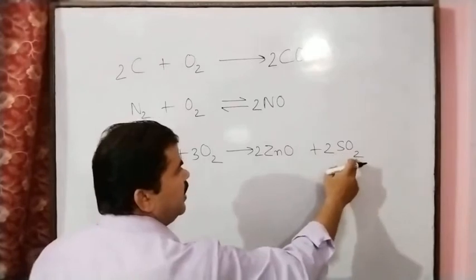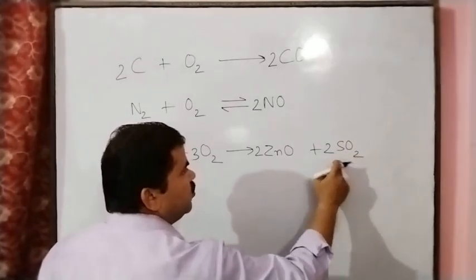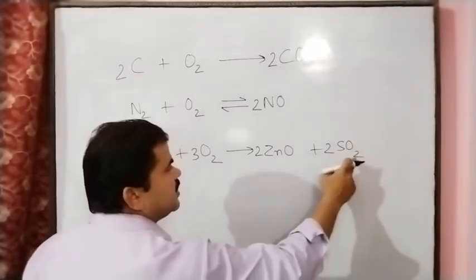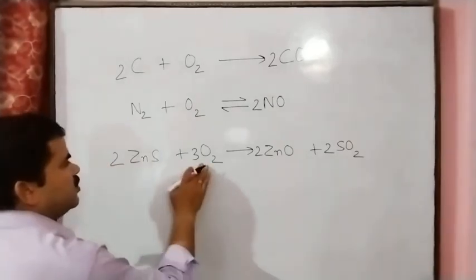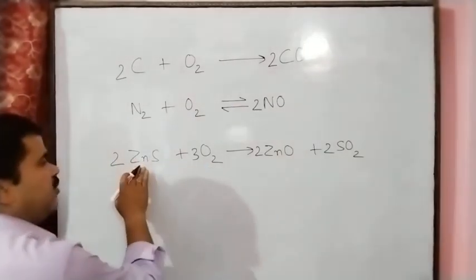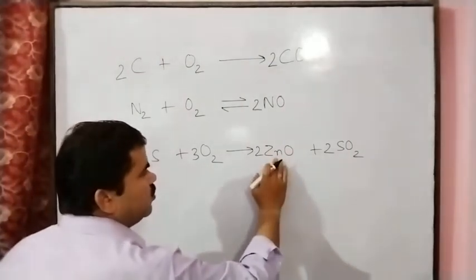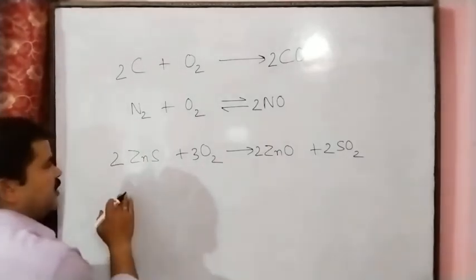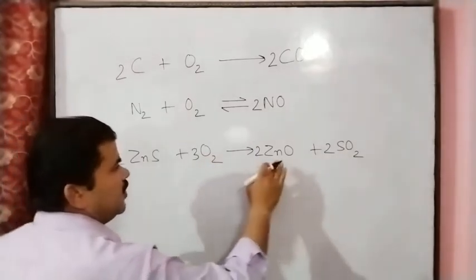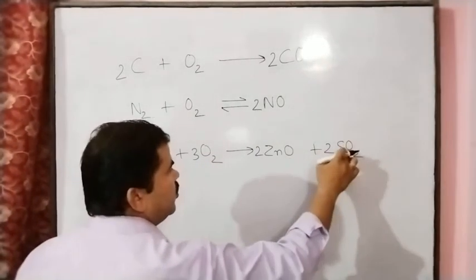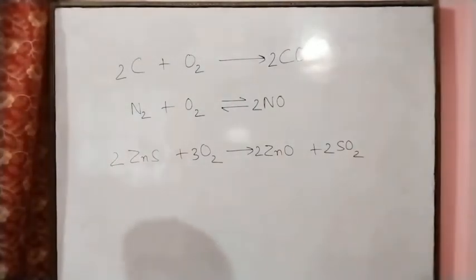So we multiply: SO2 written means oxygen 2, then 2 times 2 means the total number of oxygen is 4. So 4 plus 2 is 6 oxygen, and here also 6 oxygen. So Zn atoms are 2 on the reactant side and 2 on the product side, sulfur is 2 and also 2, oxygen is 6, which is 2 here and 2 times 2 is 4, total 6 oxygen, meaning the chemical equation is balanced.